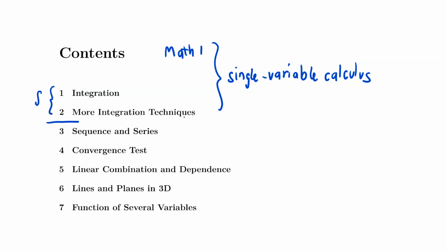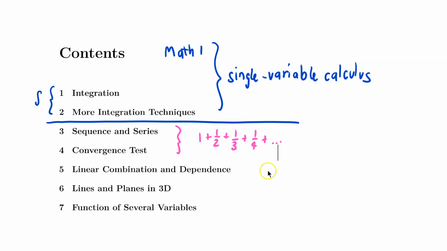Now then, lectures 3 and 4 are going to be about sequences and series. Sequences and series are basically there to answer questions about infinity. Like how can we add up infinitely many numbers? Like if I want to add 1 and 1/2 and 1/3 and 1/4 and so on, can we actually do this? Can we add up all these infinitely many numbers and what are they going to equal to? So this is the kind of question that we will answer in these 2 lectures.